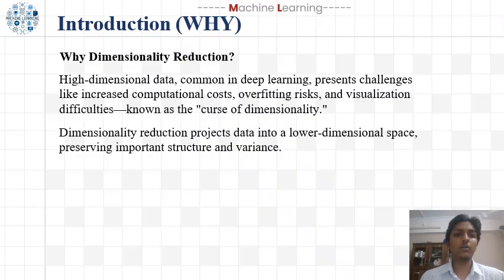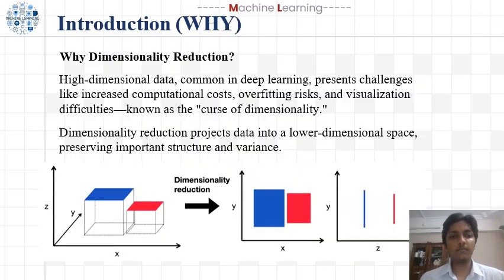Imagine you are reading a book which has 1,000 pages, but it will take a lot of time. Dimensionality reduction is like summarizing these 1,000 pages into only 10 pages, without compromising any important data or important information. So dimensionality reduction projects data into a lower dimensional space, preserving important structure and variance. You can see the transition from three-dimensional space to two-dimensional and one-dimensional space.